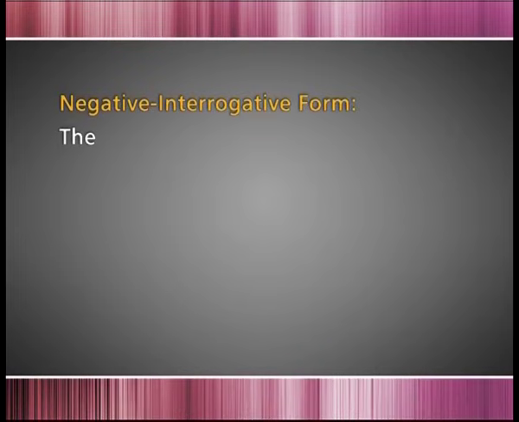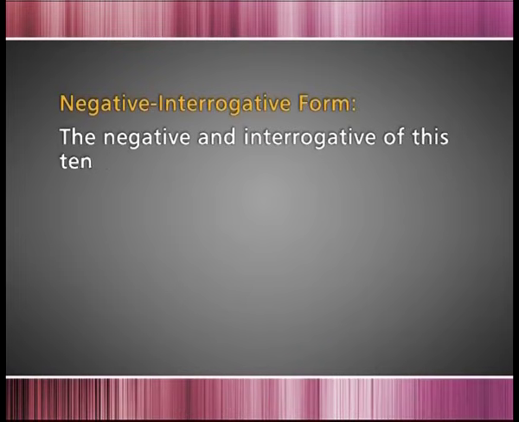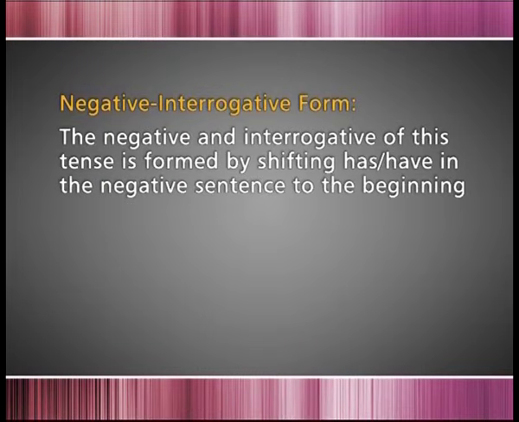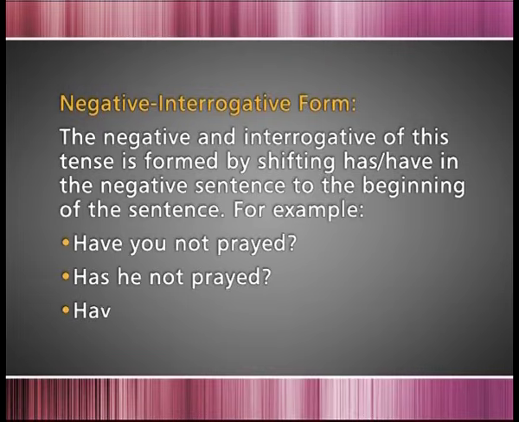Negative interrogative form. The negative and interrogative of this tense is formed by shifting has or have in the negative sentence to the beginning of the sentence. For example, have you not prayed? Has he not prayed? Have they not prayed?